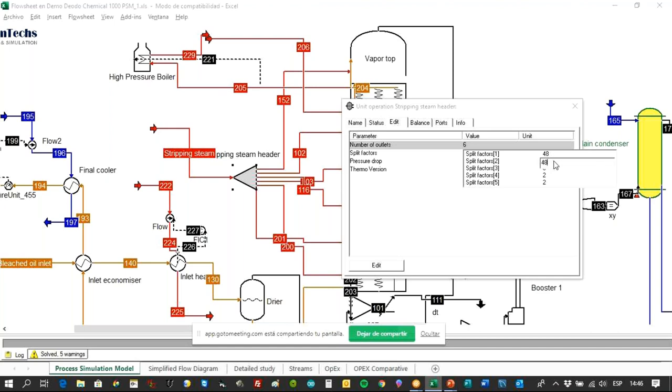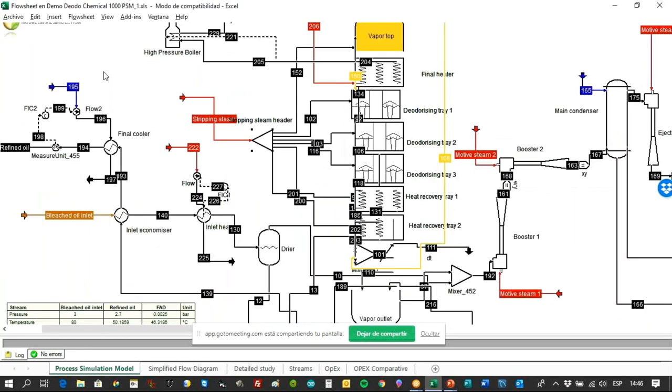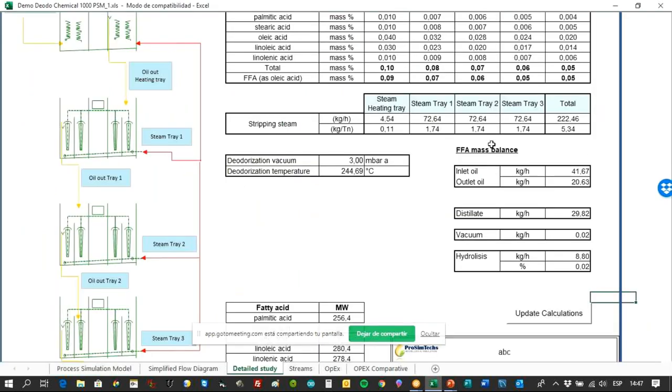Now everything again is black, so I have to go to flow sheet, run, solve, and the model is running again. It was quite fast again. I'm going to update the results here, and I hope we are going to get exactly the same values, but we should achieve here 0.05% of free fatty acid content. And basically, as I set in the model here, we are not going to have any injection of stripping steam.